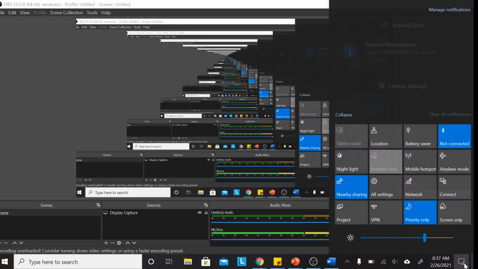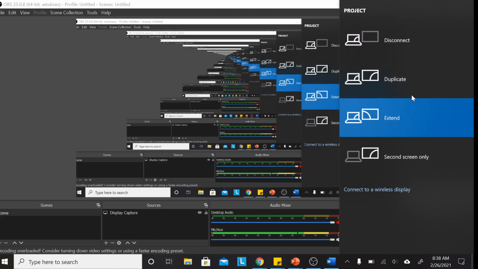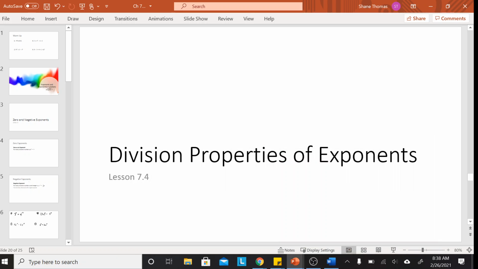So 7-4 is our quotient rules for exponents. All right, we did multiplication, so now we got to take care of division. This is not too hard. Okay, division properties of exponents.